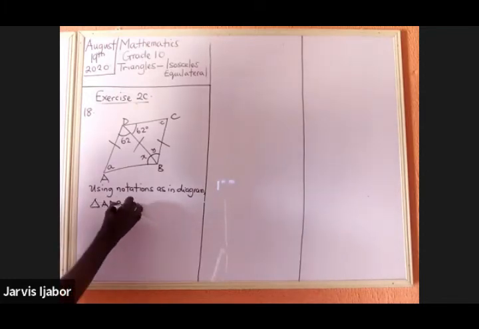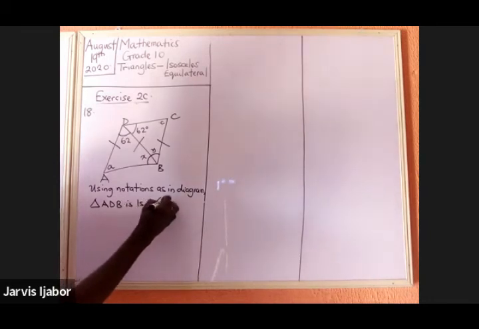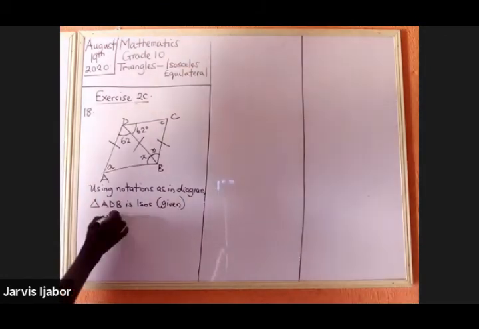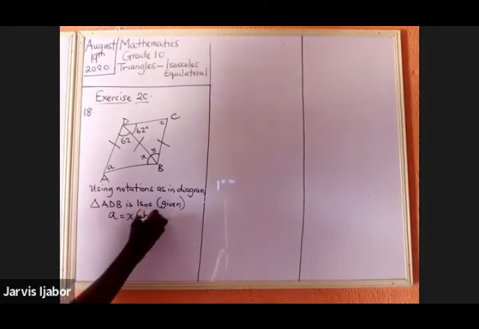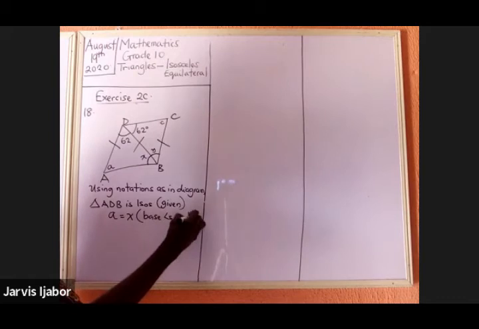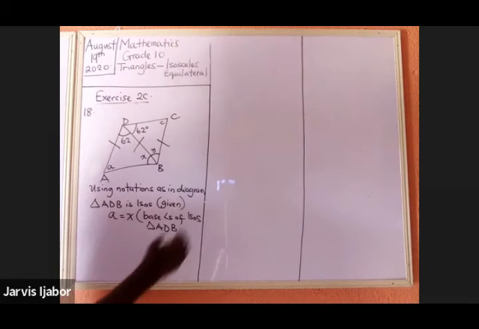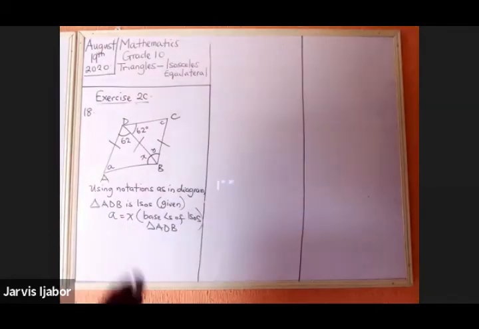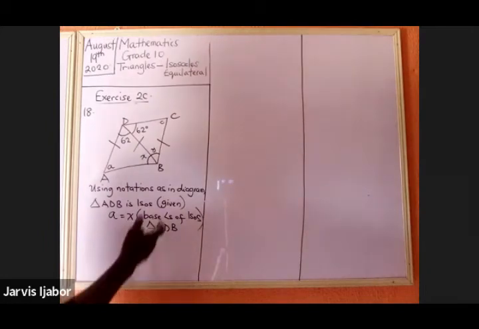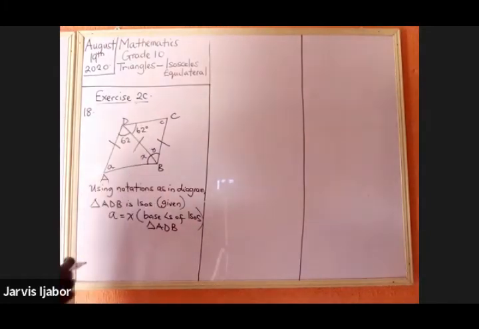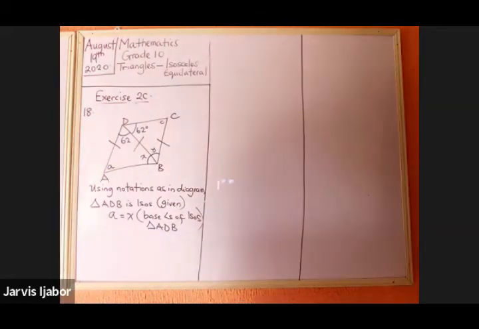ADB is isosceles. How do I know that? It's given to me. We know by the diagram that that is true. So by that, I know that A is equal to X, base angles of isosceles triangle ADB. Now why am I indicating ADB? The reason I'm saying ADB is to help my examiner know that I'm talking about a specific triangle that is isosceles. Just an added boost to help your examiner mark you well.